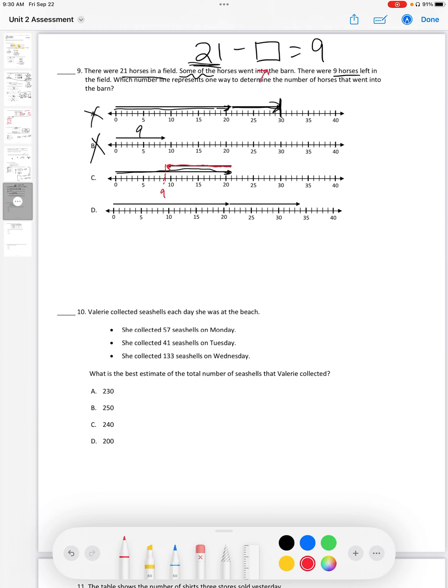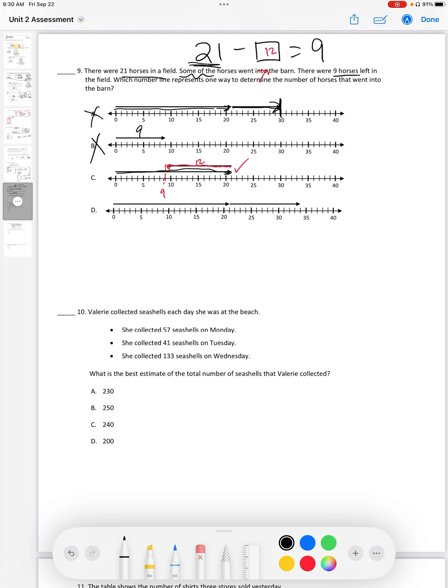Let's see, how far did that go back? 12. Hey, if I put a 12 in there, 21 minus 12 is definitely 9. C is looking good. Let's take a peek at D and just make sure.